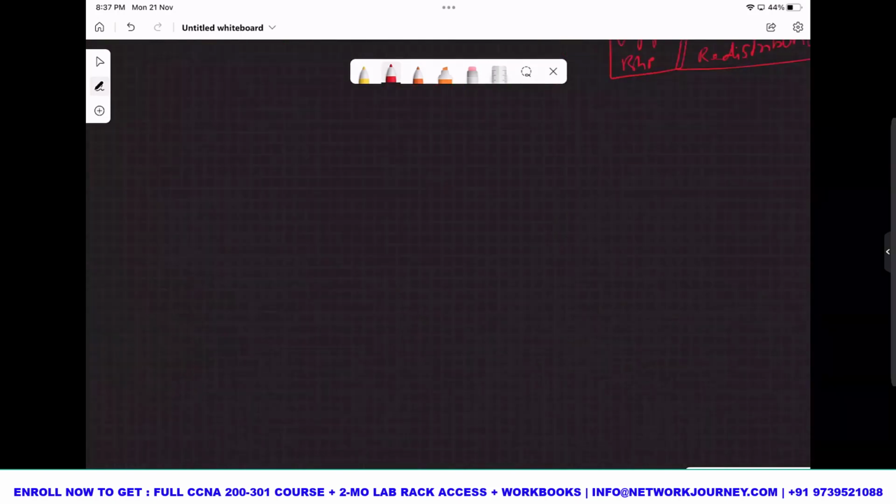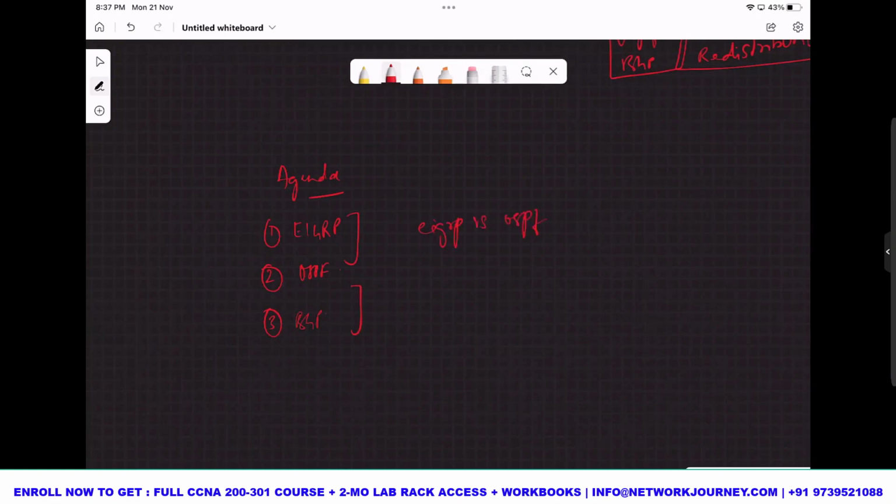Tomorrow's agenda: we talk about the three protocols, EIGRP, OSPF, and BGP, and do some comparison. We can do a comparison between EIGRP versus OSPF, which is something asked in interviews, or a comparison between IGP versus EGP. These are some questions that get asked in interview scenarios.